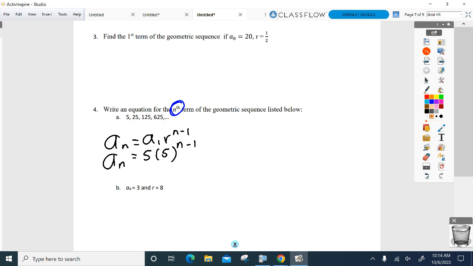Now we got to talk here. Remember PEMDAS? I don't know even if they do PEMDAS anymore. What came first, exponents or multiplication? Well, parentheses did, but then followed by exponents, then followed by multiplication. Why do I bring that up? You can't do 5 times 5 because this isn't really a 5. It's 5 raised to the n minus 1. So you cannot multiply those. Do not try to be a hero. You cannot multiply the a1 and the r value. You're done. So that's the equation for the nth term.